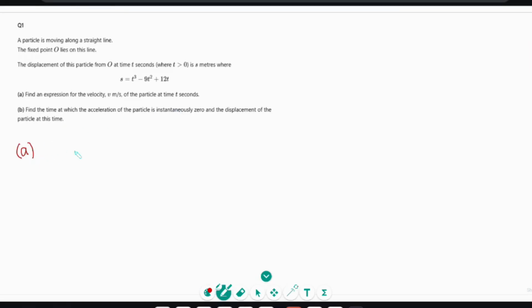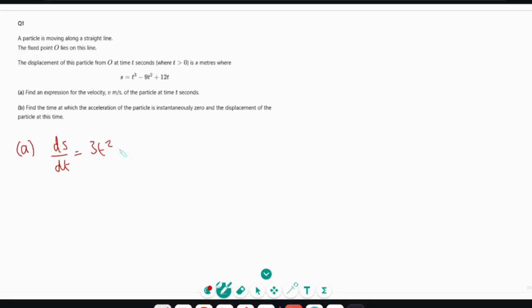So we know that displacement differentiates to give velocity. So let's differentiate the displacement. So 3t squared minus 18t plus 12. That is our expression for velocity. Part B.